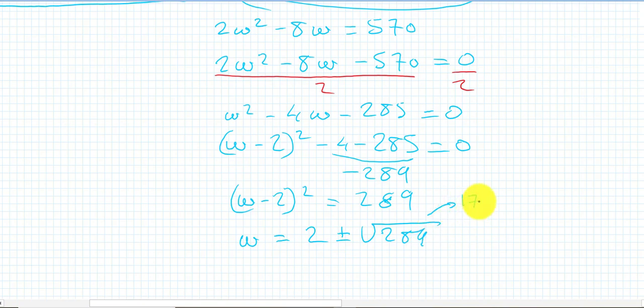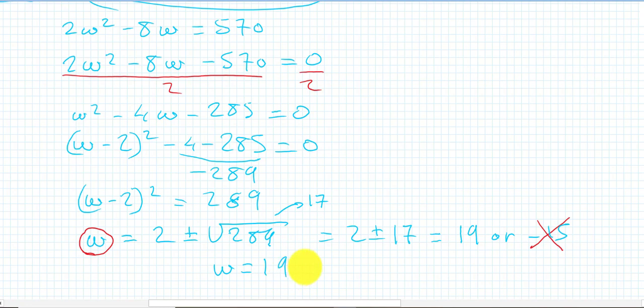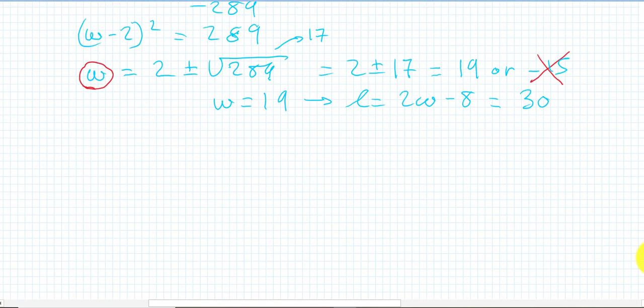That is a very nice square root. It's 17. So it is 2 plus or minus 17. So 2 plus or minus 17 is equal to 2 plus 17, 19, or negative 15. Now, of course, W represents a width, and a width has to be positive, so negative 15 doesn't make sense. So we're left with W equals 19. So if W is 19, we get that L, which is, remember, 2W minus 8. So 2 times 19 minus 8 is 30. And so to answer the question, I will say that the dimension of the flower bed is 19 by 30 feet.